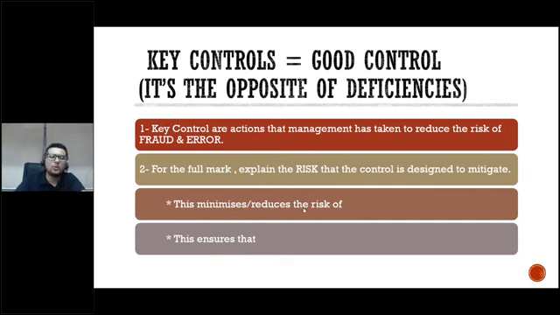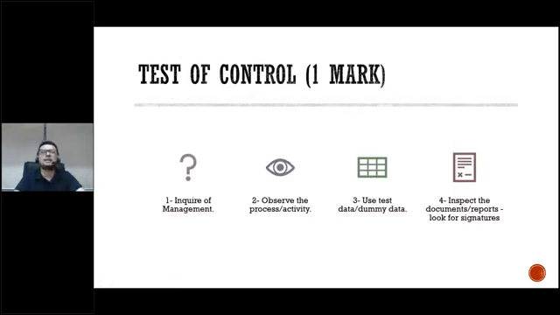So now we are done with the key controls as well. We are only left with one particular requirement, that is, if the key controls are there in the question, how are we going to test the operating effectiveness of those controls? Or if you have explained the deficiencies, then you recommended good controls, how are you going to test those controls? A test of control will give you 1 mark.